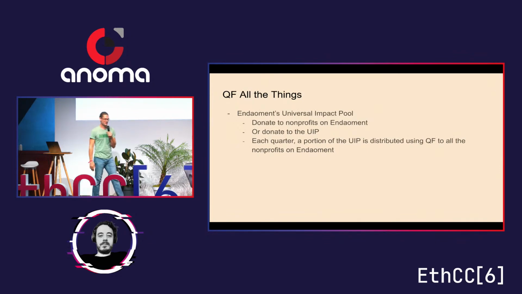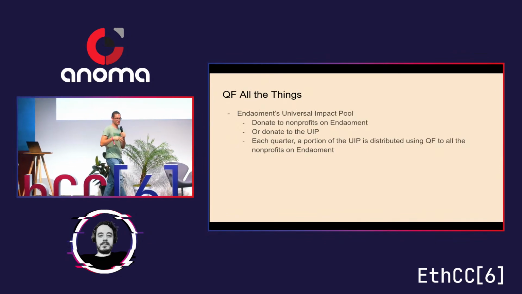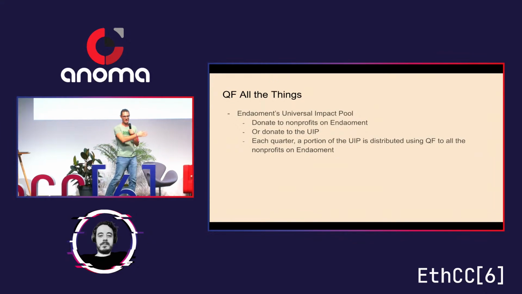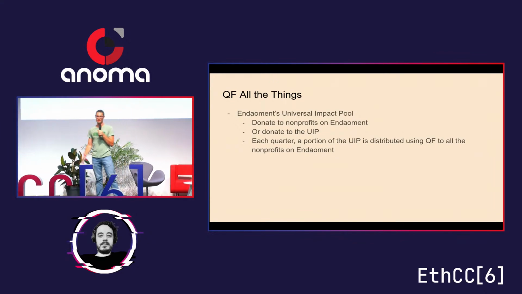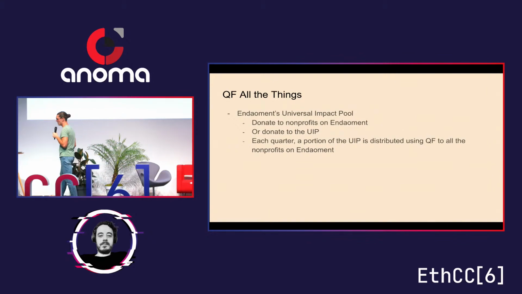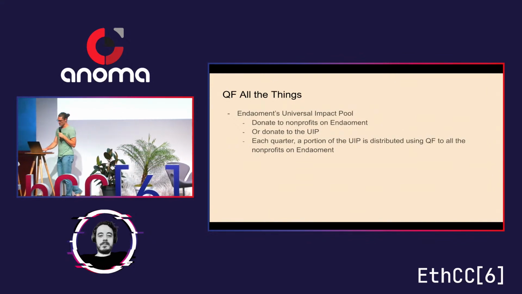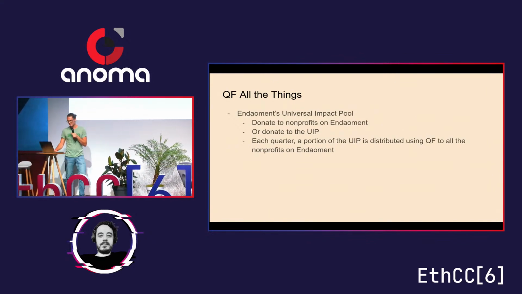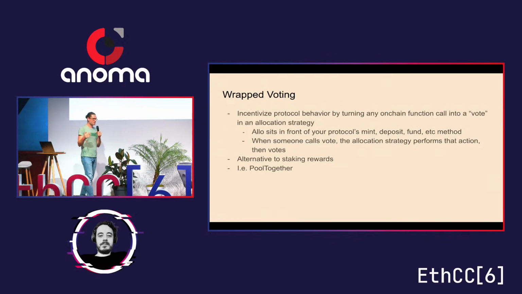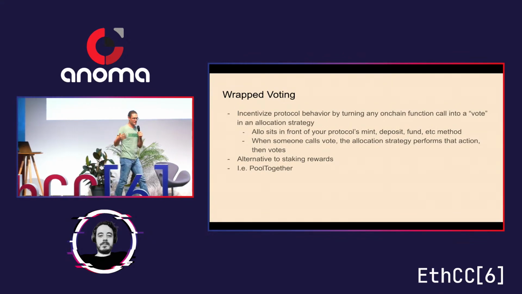Another exciting one is QF all the things. Basically, you can wrap QF now on top of anything, right? So whatever your protocol is, you can now wrap quadratic funding on top of it. And I'll talk about endowment here in just a second. This is one of the use cases that's already out in the world. This is one that I'm really excited about. This is called wrapped voting, right? You can do this with QF. You can do this with any allocation strategy.